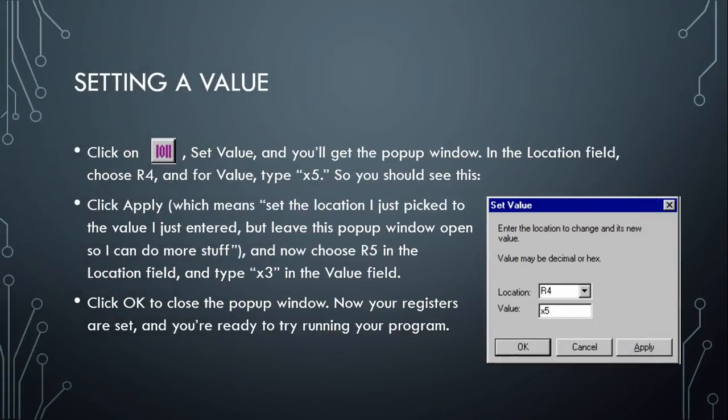So if we want to set the value, we're going to click on that icon right there, set value, and we're going to get a pop-up window. In the location field, we're going to choose register 4, and for our value, we're going to type x5. So you'll see this like you see right here on the screen. Then we click apply, which means set the location I've just picked to the value I just entered, but leave this pop-up window open so I can type more. Now choose register 5 in the location field and type x3 in the value. Then we're going to click OK to close the pop-up window. Now your registers are set and you're ready to begin running the program.